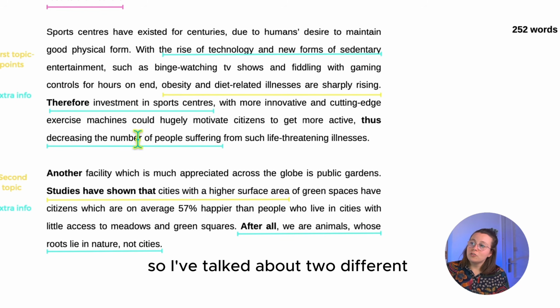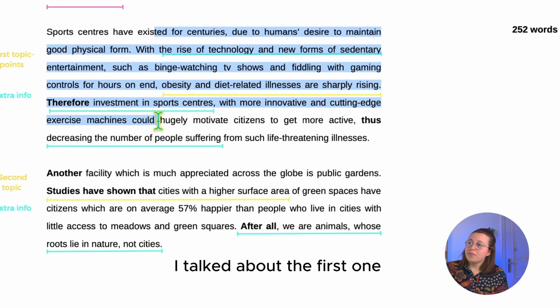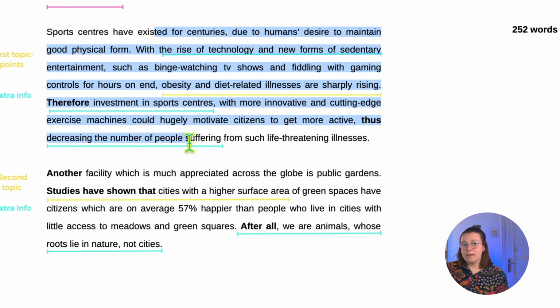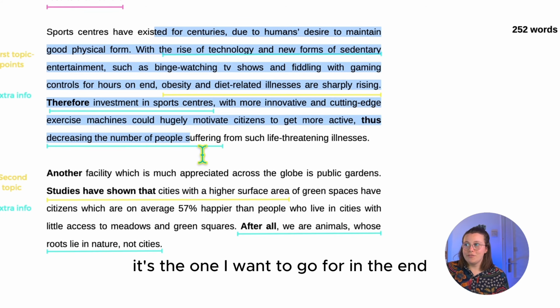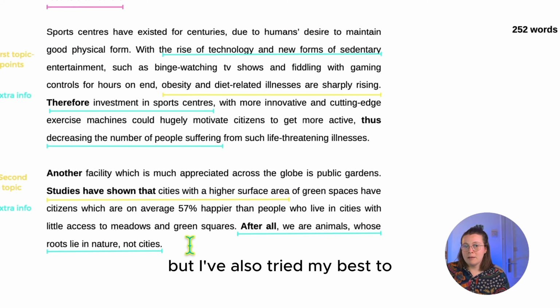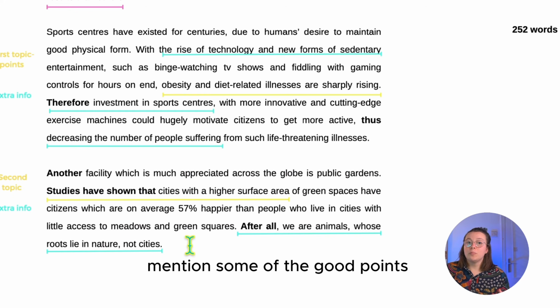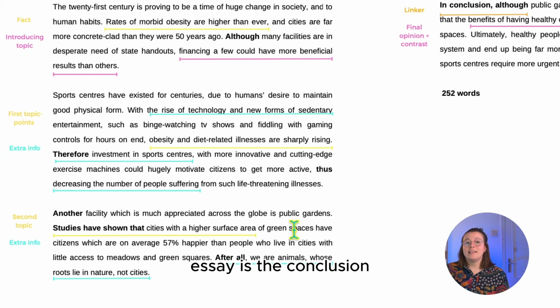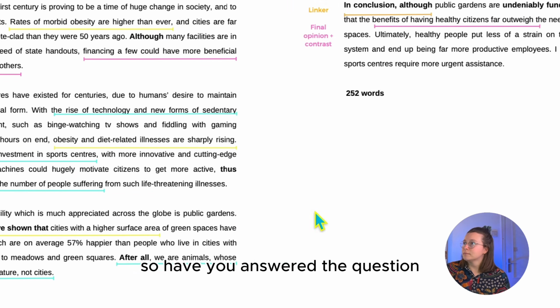So I've talked about two different points here. I talked about the first one significantly more because it's the one I'm focusing on more in my essay, right? It's the one I want to go for in the end. But I've also tried my best to mention some of the good points on the second point. And now another really important part of your essay is the conclusion, because that's where your final answer is going to be. And it has to be crystal clear to the examiner what your view on this topic is. So have you answered the question?